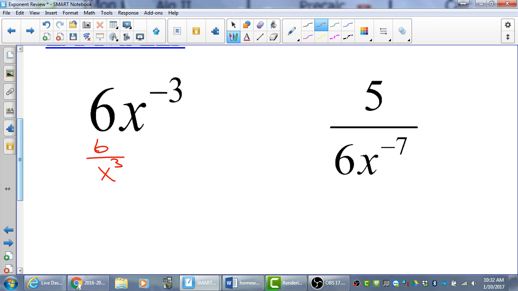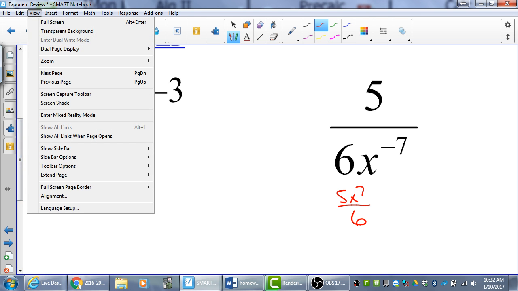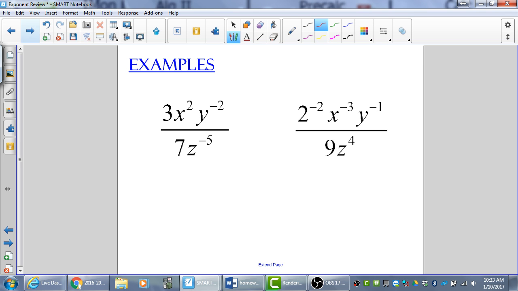This one, 5x to the 7th over 6. That negative is in the denominator, so we're going to send it to the numerator.